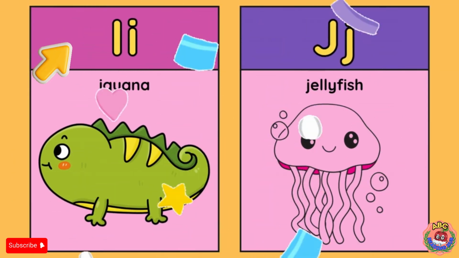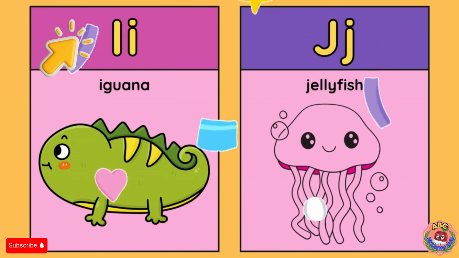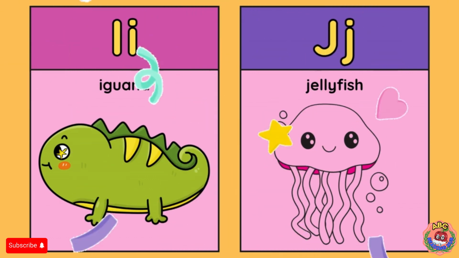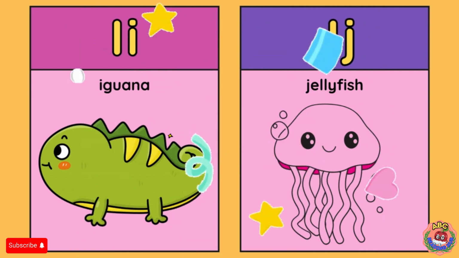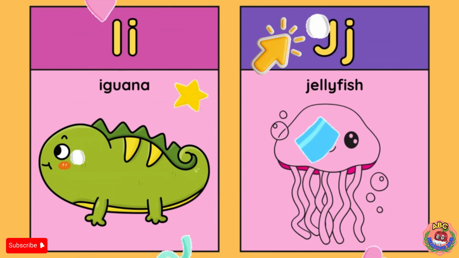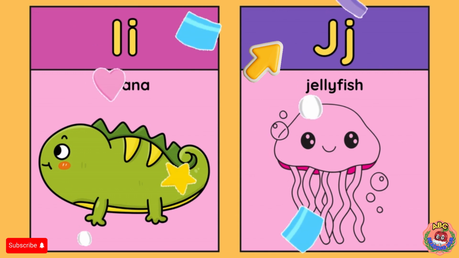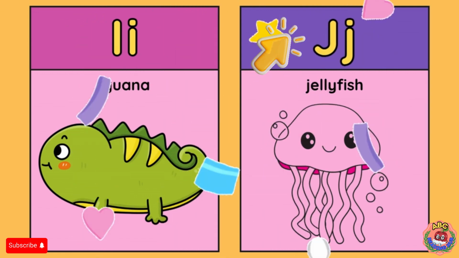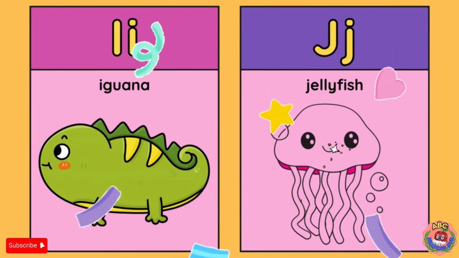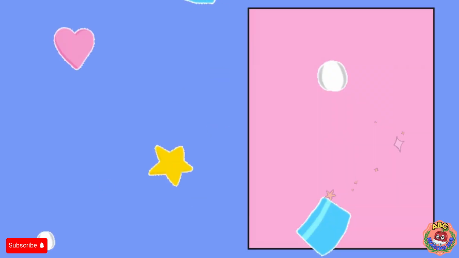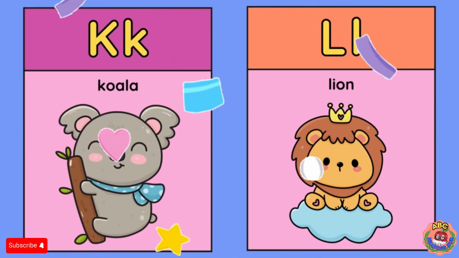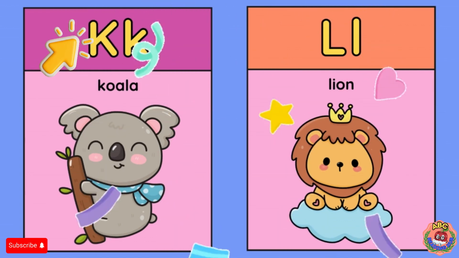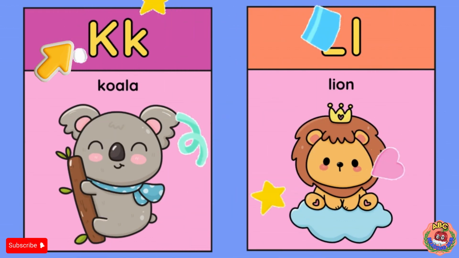The letter I. I is for iguana. Iguana. The letter J. J is for jellyfish. Jellyfish. The letter K. K is for koala. Koala.